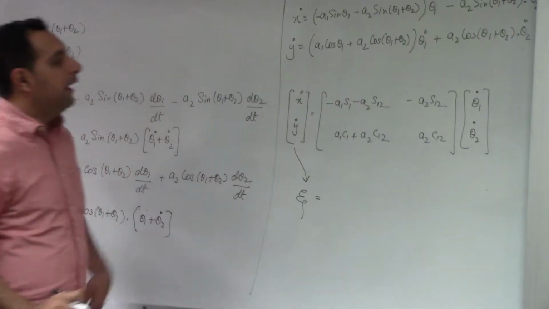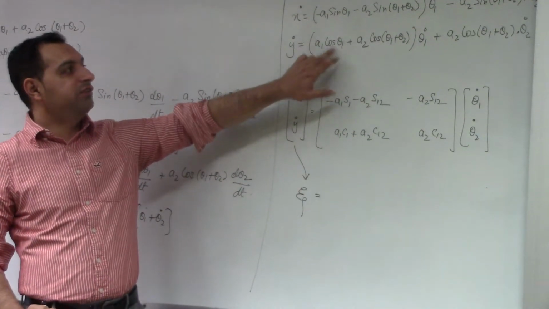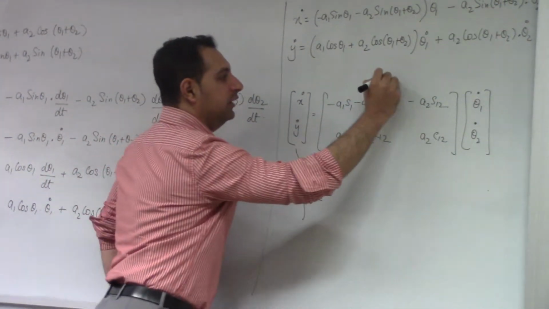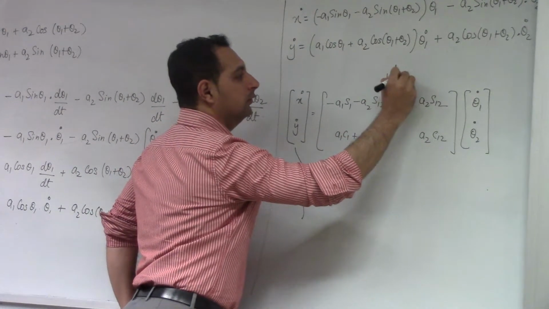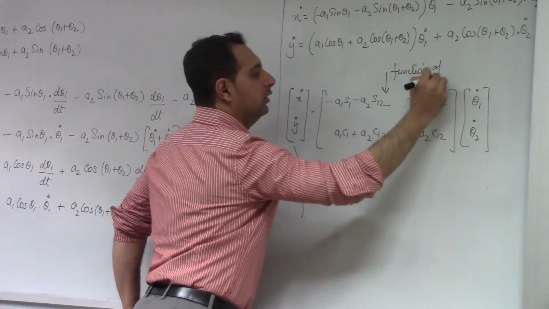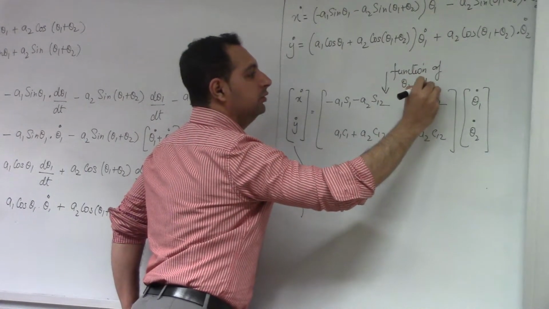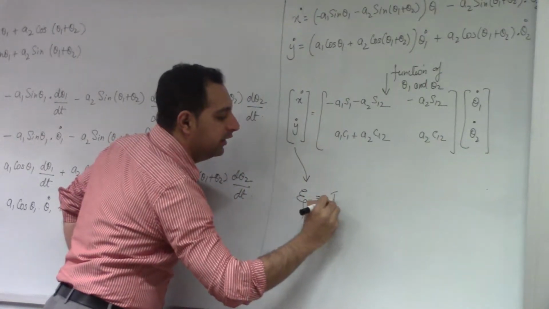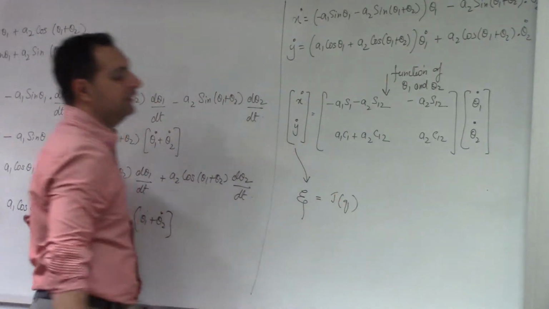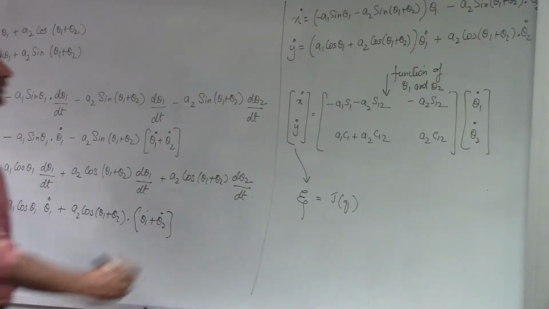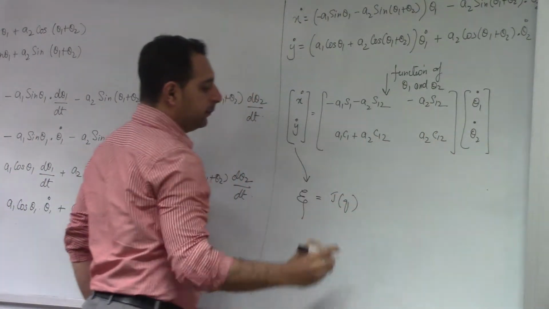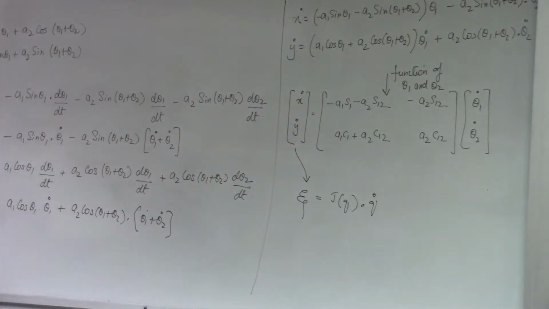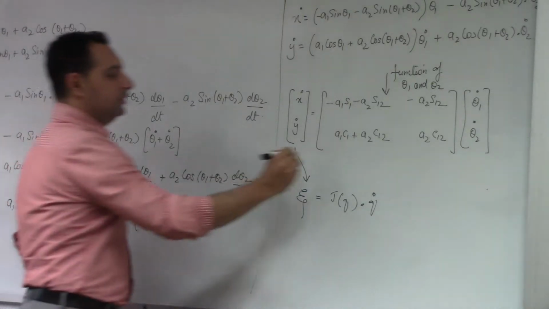which is equal to. Now, if you look at this matrix, it's a function of theta 1. There is no theta 1 dot in this. So we write this as a function of theta, a function of theta 1 and theta 2, because you have theta 1, theta 2 here. So we will write it as J of q, because q is theta 1 and theta 2. And this will be equal to, this is a differential of theta times q dot.